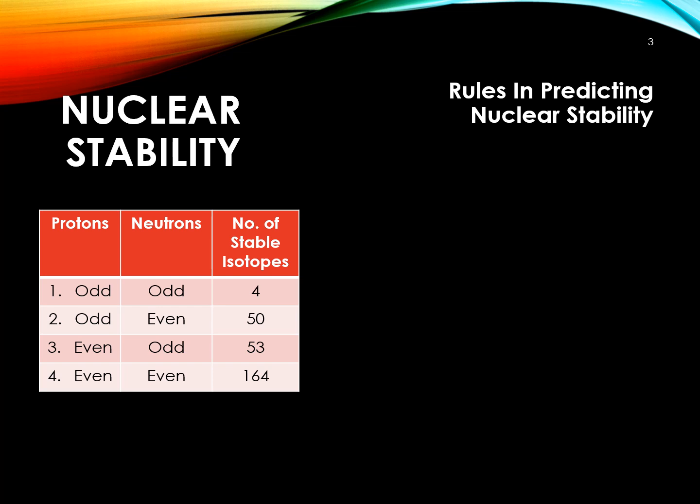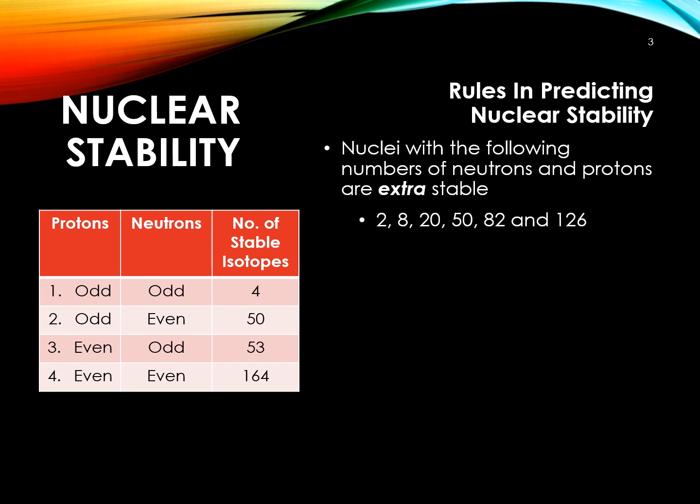For stable atoms of elements having low atomic number, the N over P value is close to 1, increasing with increased atomic number. We can predict this nuclear stability through the following rules. Number 1. Nuclei that contain 2, 8, 20, 50, 82, or 126 protons or neutrons are extra stable. We call these numbers magic numbers.